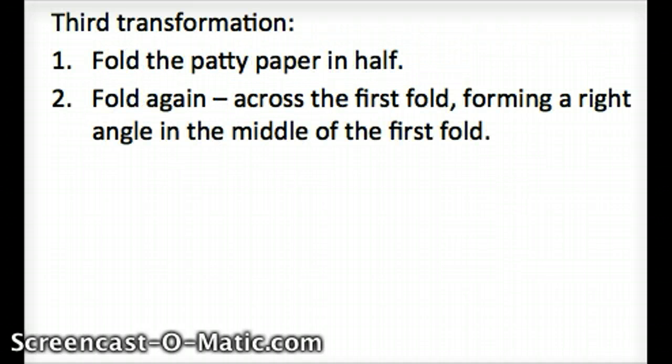Now, for the third transformation, I want you to fold the patty paper in half, just like we did for the very first one. And then I want you to make a second fold, this time across the first fold, forming a right angle in the middle of the first fold. You got that? So when you open your patty paper up, you have four areas divided up by four right angles, okay? So in one of the four areas, I want you to draw an asymmetric figure.